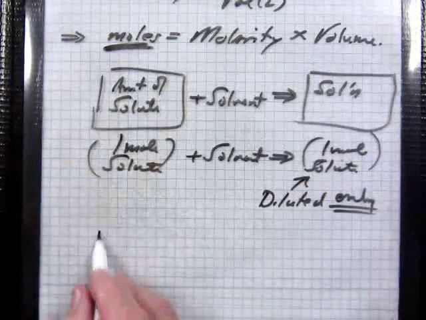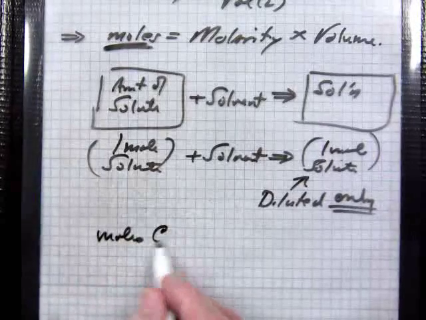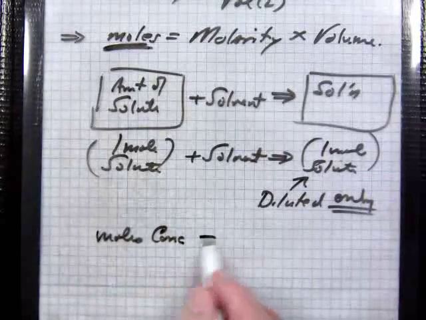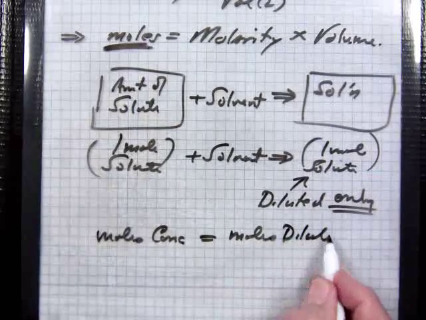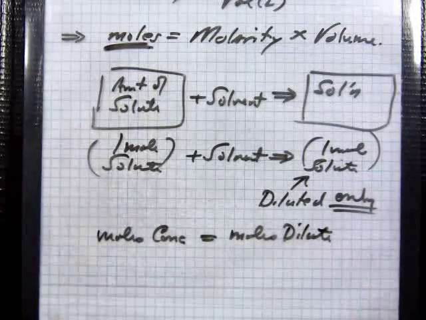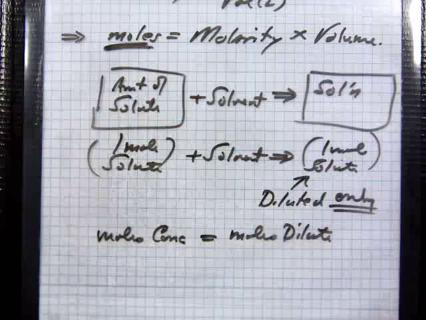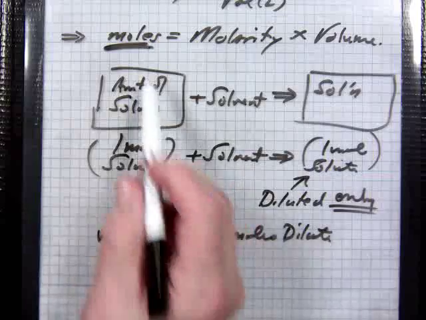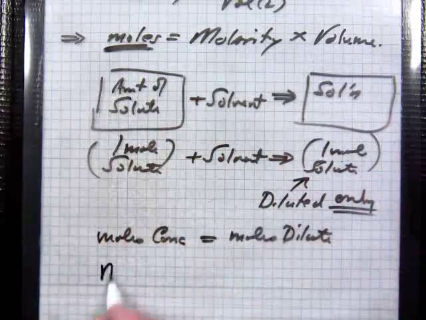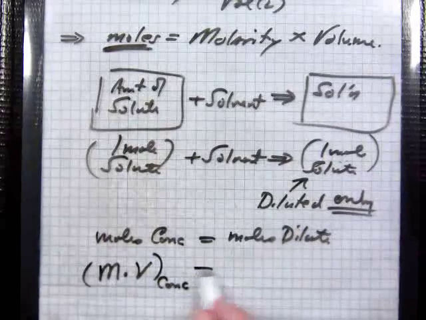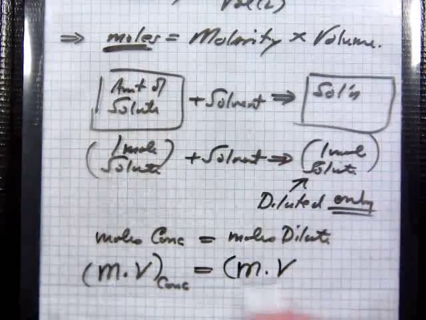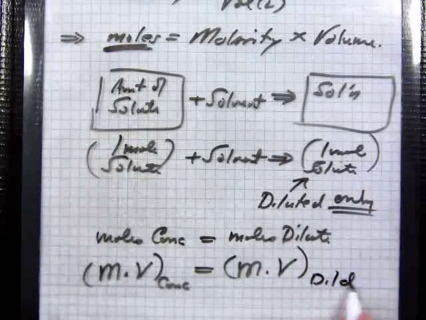And so that gives you your dilution equation. That is, moles of concentrate always equals moles of the diluted. In the diluted solution, moles in the concentrate amount that you use is still moles in the diluted sample. So if moles is molarity times volume, then we take molarity times volume of the concentrate is equal to molarity times volume of the diluted sample.